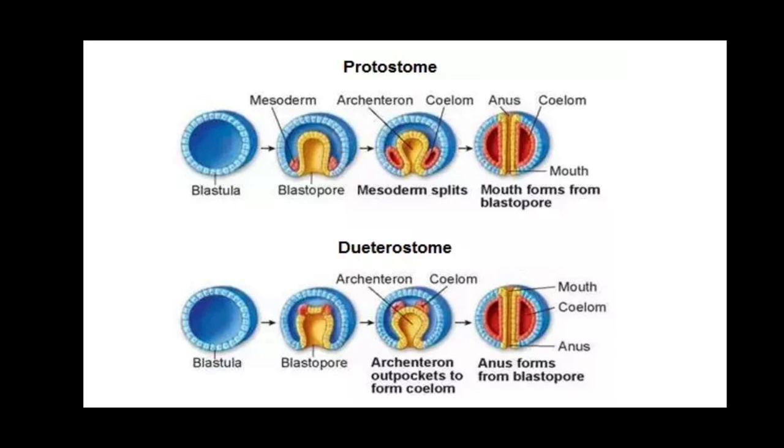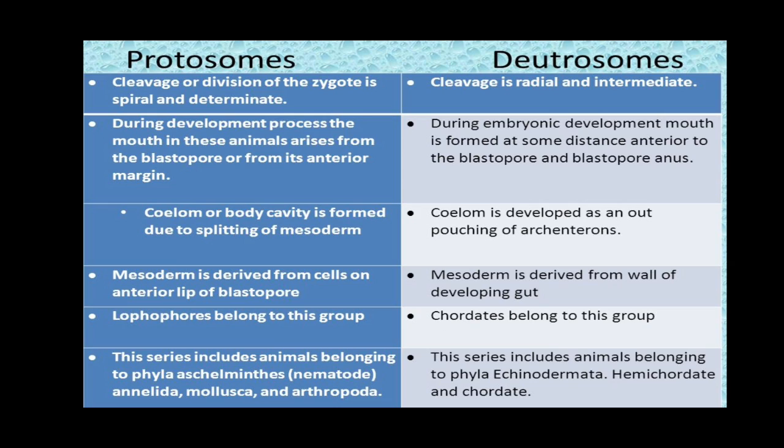When the organism is going through the different stages of embryo formation, it will have different types of development. For example, the protostomes are the organisms in which the cleavage or division of the zygote is spiral and determinate. On the other hand, deuterostomes are the organisms in which cleavage is radial and indeterminate.